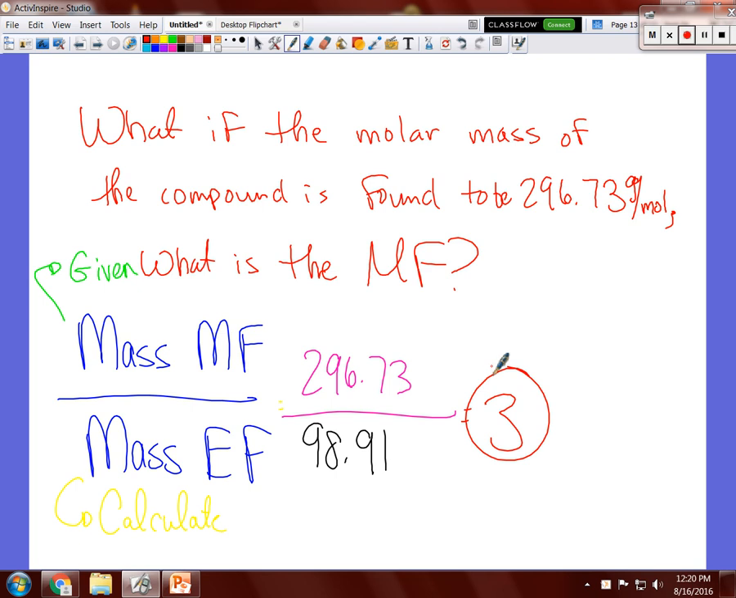What is the molecular what? Formula. There has to be a formula. That 3 is important. What do you do with that 3? Multiply it to the subscripts. Very good. So your final answer is now what? Cl6O3N3.